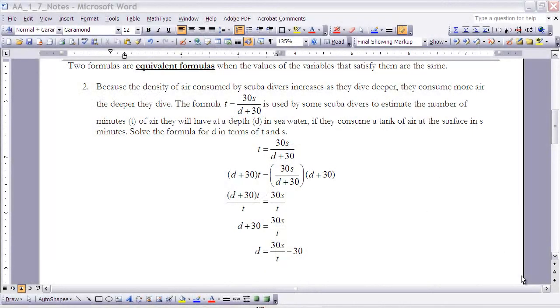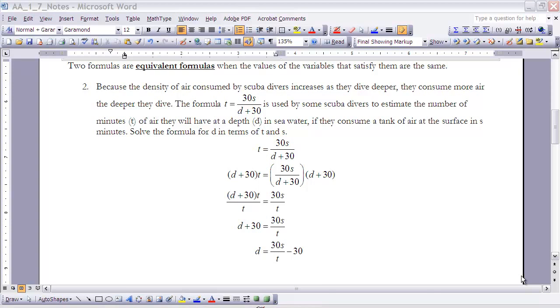Okay, example 2 here. Before we do that, let's talk about what it means for formulas to be equivalent. Formulas are equivalent when the values of the variables that satisfy them are the same. So if you look at what we did in example 1, it didn't matter if we had solved that for L or we had solved it for any one of those variables. If we solve it correctly, those are equivalent formulas. So if I look at number 2 here, we're going to apply that same idea as well.